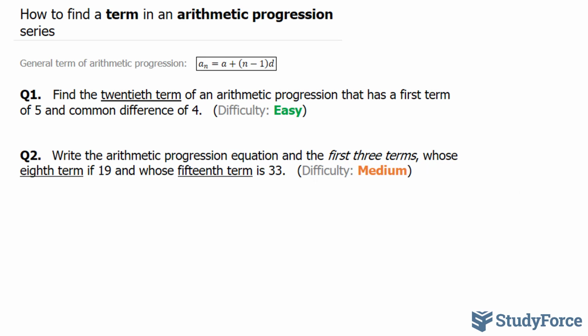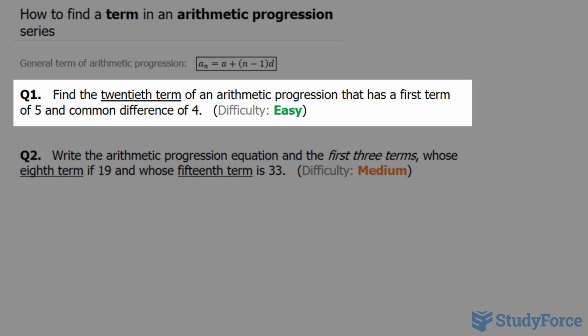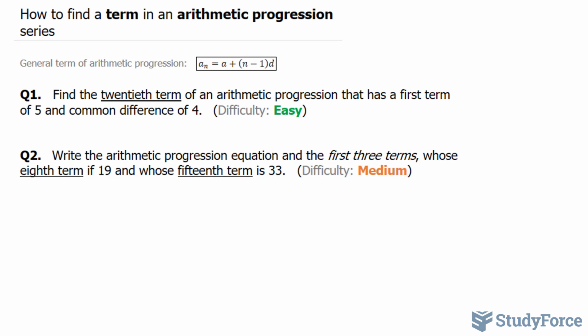In this video, I'll show you how to find a term in an arithmetic progression series. Question 1 reads, find the 20th term of an arithmetic progression that has a first term of 5 and a common difference of 4. The general term of an arithmetic progression is shown right here, where a represents the value of the first term, n represents the nth term, and d represents the difference.